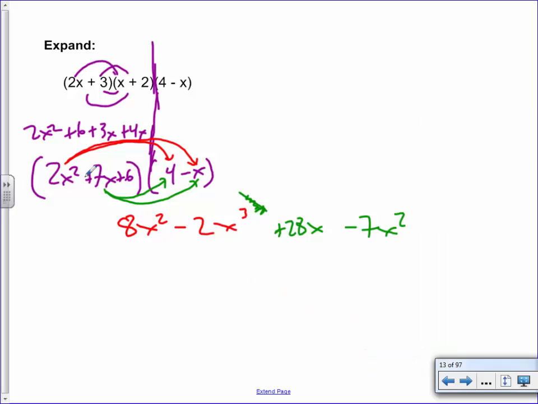And then, okay, so I've done the 2x squared times by both of these, and then the 7x times by both of these. I still have to do the 6 times by both, right? So 6 times 4 is, what, 24? And 6 times negative x is negative 6x. Rather than having just 4 terms to work with, now I've got 6 of them.